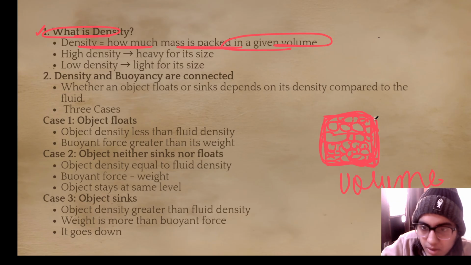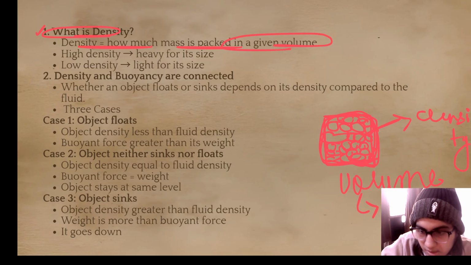So this is called the density. The space that this solid object covers is called the volume, the space. And then we fill this space with a solid object, and that solid object's mass relative to the volume is called the density.